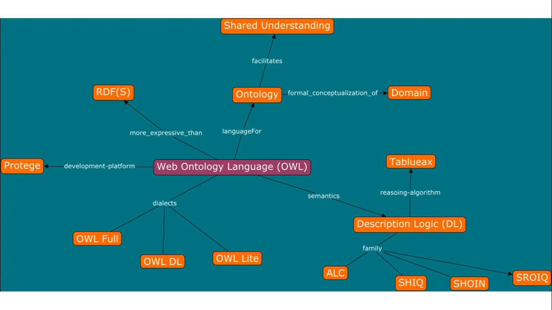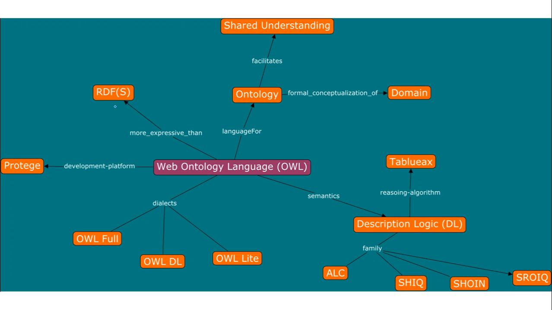So to provide a summary of the things that we are going to talk about: this web ontology language is a language for defining an ontology. We have already discussed in brief that an ontology really means a conceptualization of a domain. So it is a formal conceptualization of a domain. And if we have an ontology, this will facilitate many things like shared understanding between the agents on the semantic web. And it is more expressive than RDFS.